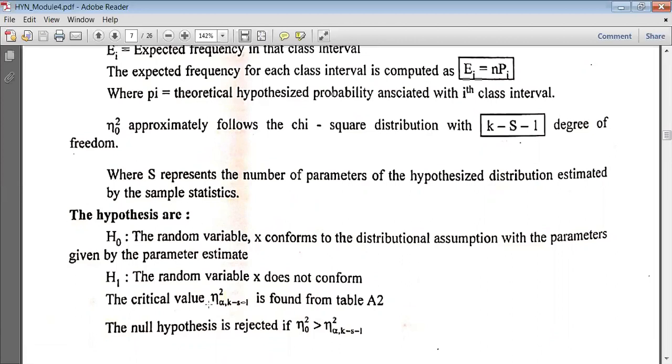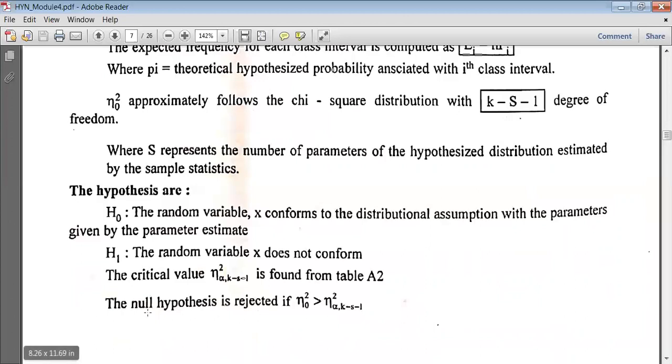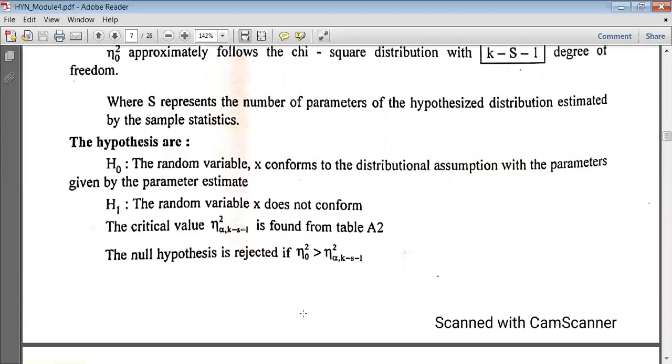The critical value of chi-square alpha, k minus s minus 1 can be found from Table A2, right? The same table which we used for the chi-square test in the third module, you can use in order to find the critical value here. We reject the null hypothesis if chi naught square is greater than chi-square alpha. If it is lesser, then we accept; otherwise we reject.